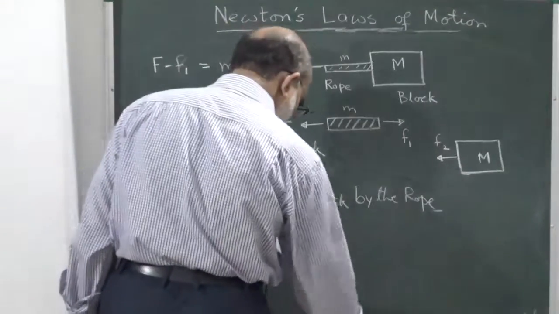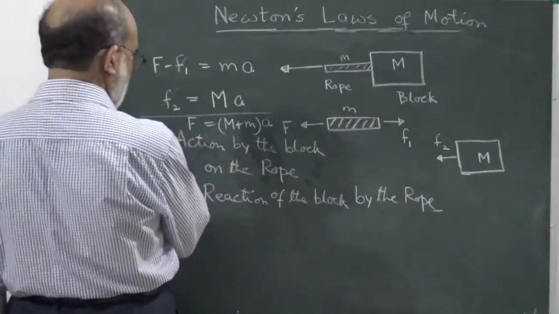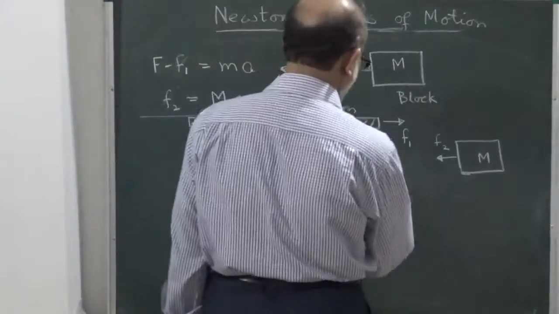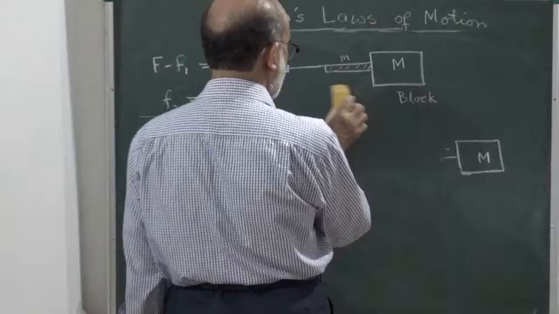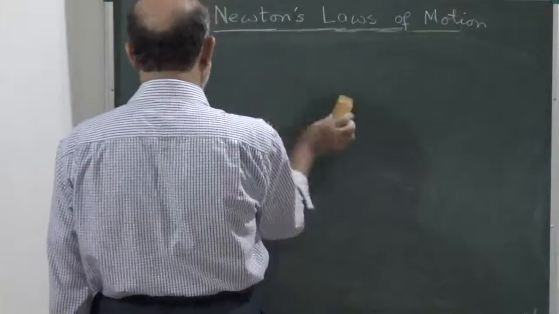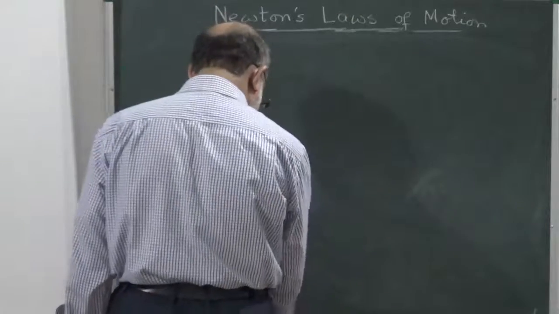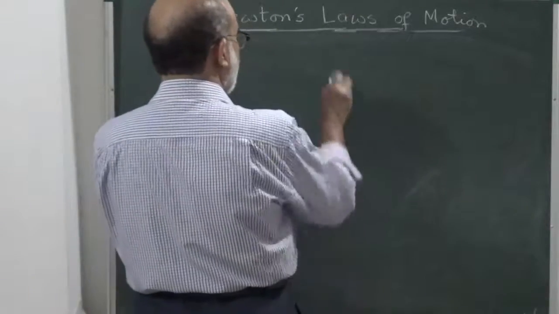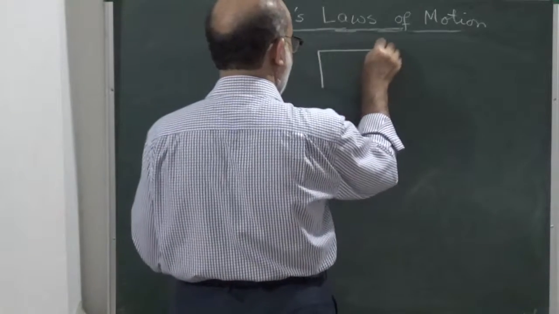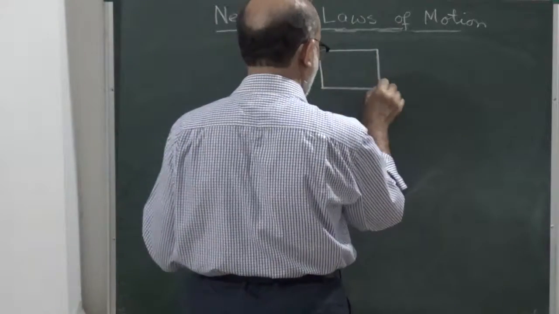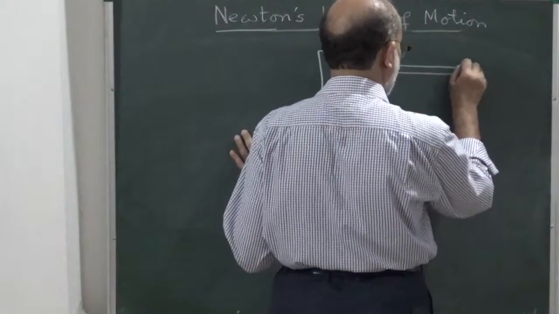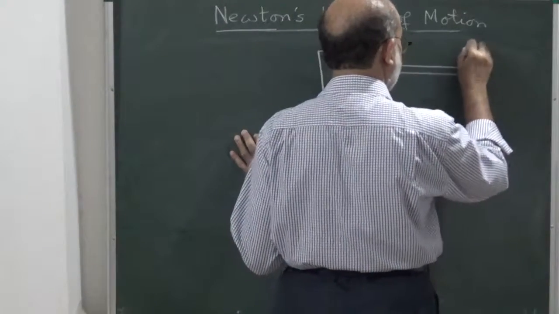Now take one more example. Suppose we have two blocks connected by a rope of mass M.